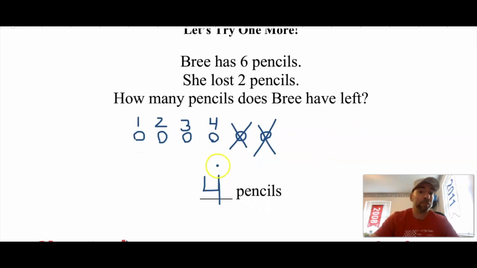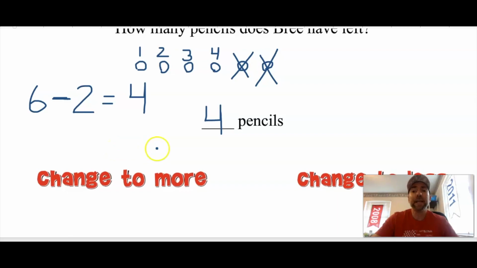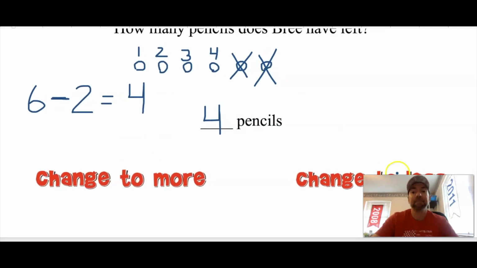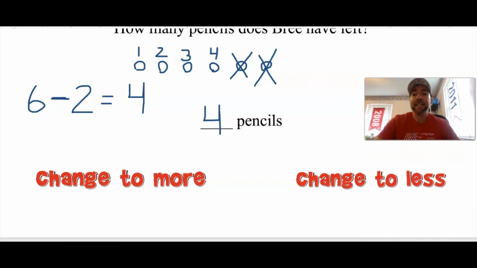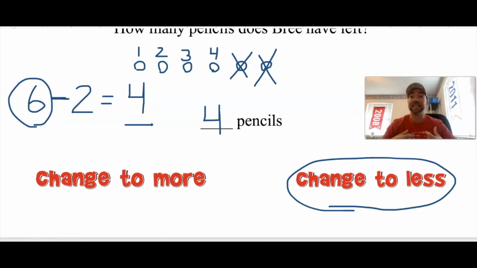Now, my number model. I started with 6, and then Bree lost 2, and she was left with 4. This is a problem where we're taking them away. Boys and girls, is this story change to more? Or is this story a change to less? Well, since Bree lost some pencils, this is a story that is change to less. Notice that our numbers started big, but our answer was less.